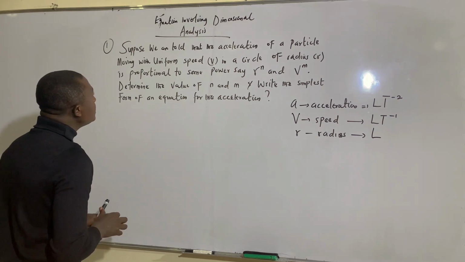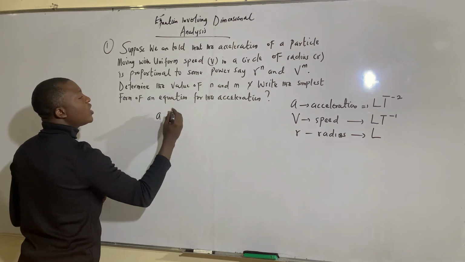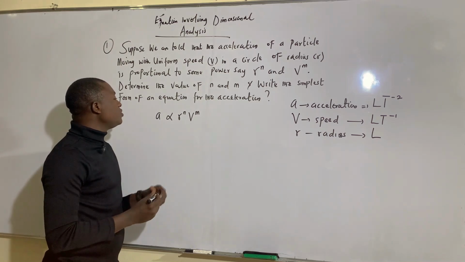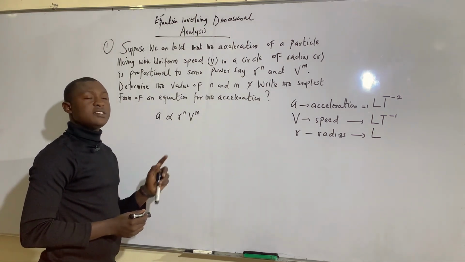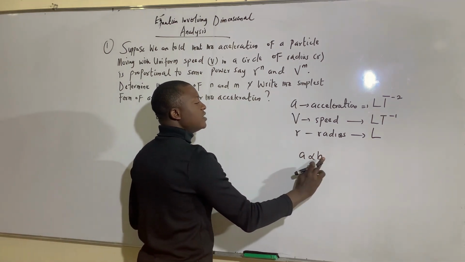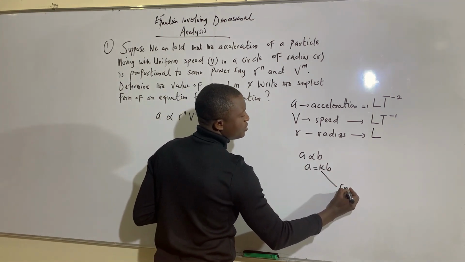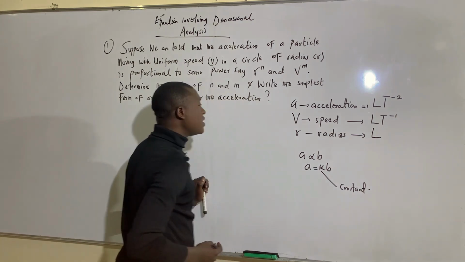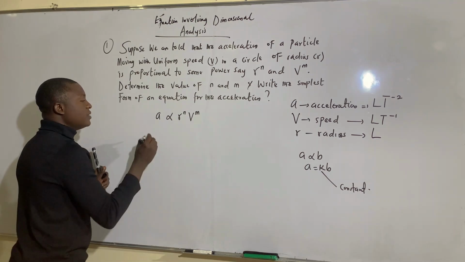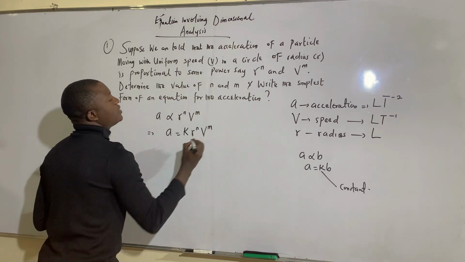Now they said acceleration a of a particle is proportional to some power of r raised to the power of n and v raised to the power of m. It's directly proportional. This sign is a sign of proportionality. If, for example, I have A proportional to B, it means as A is increasing, B is also increasing. If I want to change this, I can say A is equal to KB, where K simply means constant. So since A is proportional to r raised to the power of n and v raised to the power of m, I can write A equals K r raised to the power of n and v raised to the power of m.